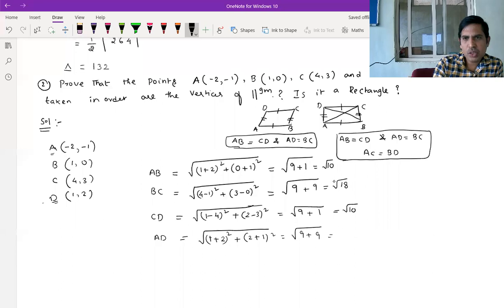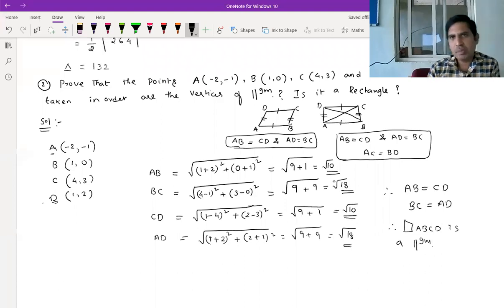Nothing but root 18. So here you observe these two values are equal, nothing but AB is equal to CD. Again, these two values are equal, nothing but BC is equal to AD. Therefore, quadrilateral ABCD is a parallelogram. We can say like this.